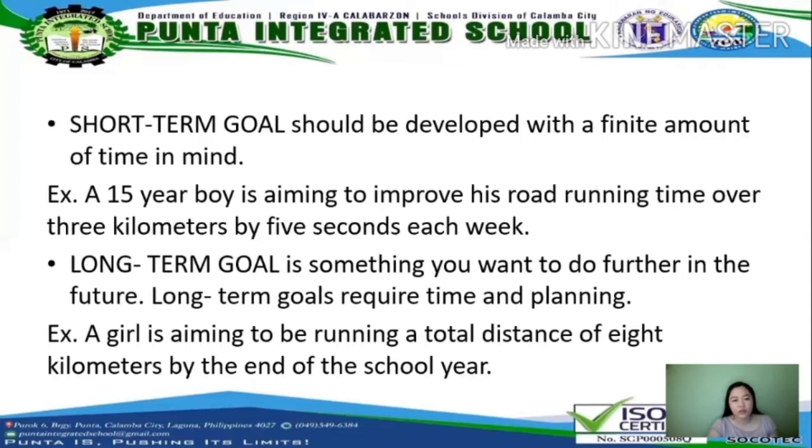Next, long-term goal. It is something you want to do further in the future. Long-term goals require time and planning. Example, a girl is aiming to be running a total distance of 8 kilometers by the end of the school year. When we say by the end of the school year, it will take about 10 months. So in order to achieve this goal, it will take her about 10 months before she can see the results of her exercise.